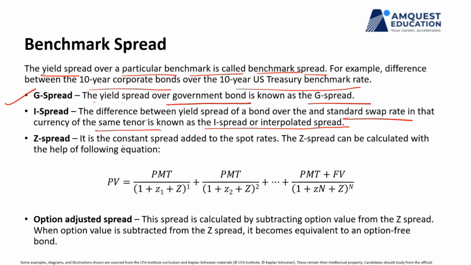Z, it is the constant spread added to the spot rate. So if you see, it is added everywhere, constant to the spot rate. These are spot rates.